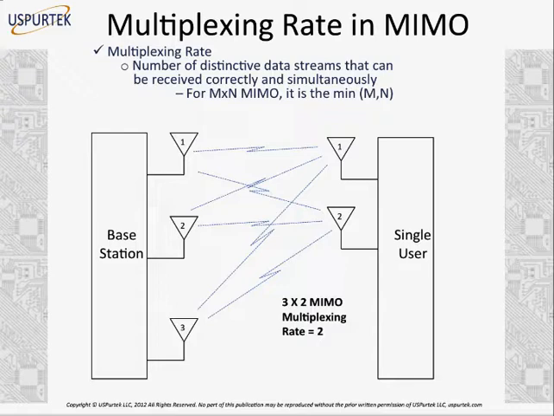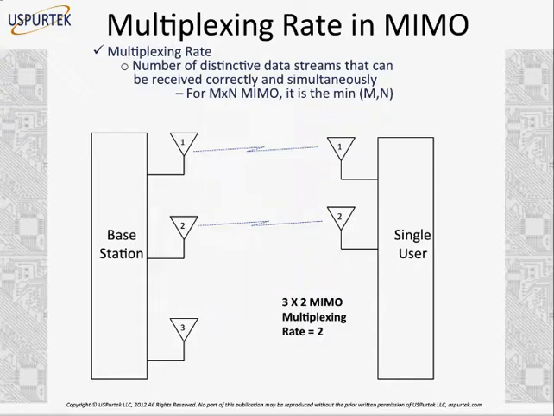What this means is, the higher the multiplexing rate, the higher the throughput. So in any MIMO system, this is an index of how much throughput you will have. If you have, let's say, 4 cross 3 MIMO, then the minimum of these is 3. Then the multiplexing rate is 3. That means you have 3 times the throughput of a single antenna.